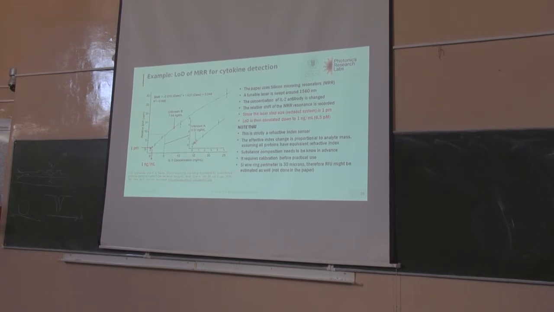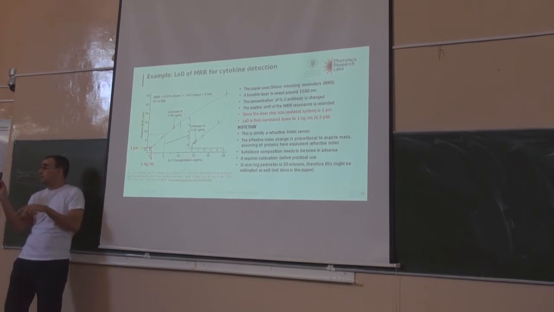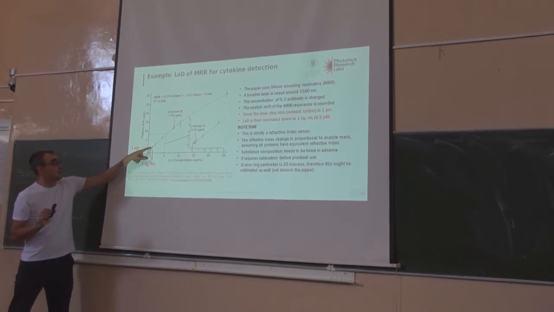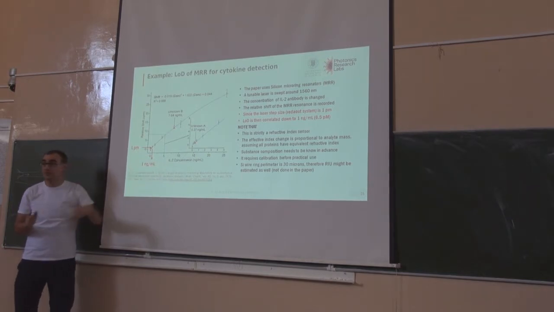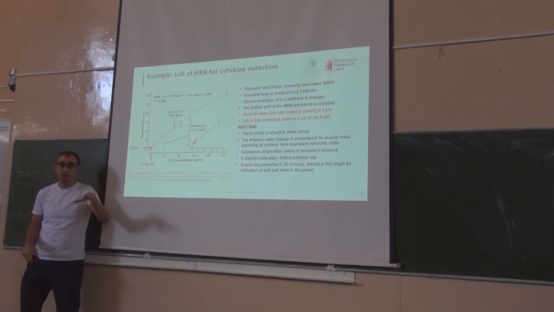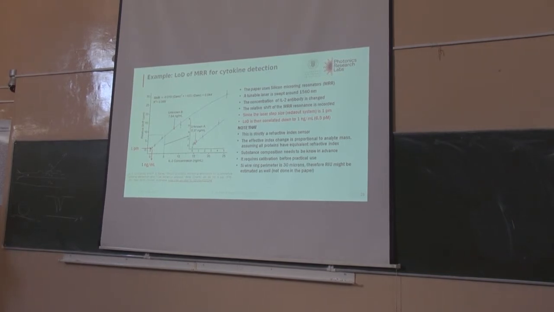The smallest step that you can tune fixes your limit of detection. In this case, a typical smallest step in a tunable laser is 1 picometer of wavelength. Minimum step is 1 picometer. And if you correlate 1 picometer to the substance concentration that you know when you calibrate the sensor, in this case is 1 nanogram per milliliter. Okay? 1 nanogram of the cytokine in a milliliter of maybe TDS.